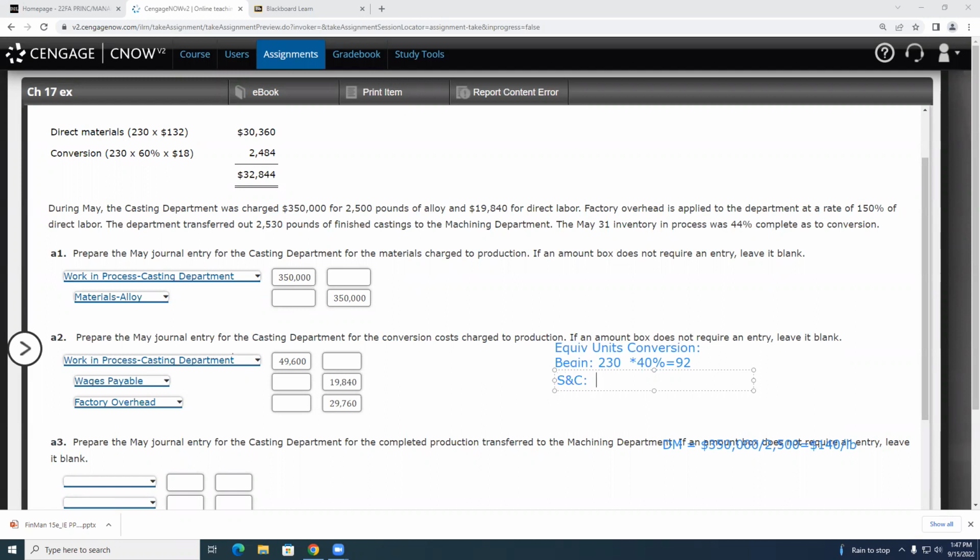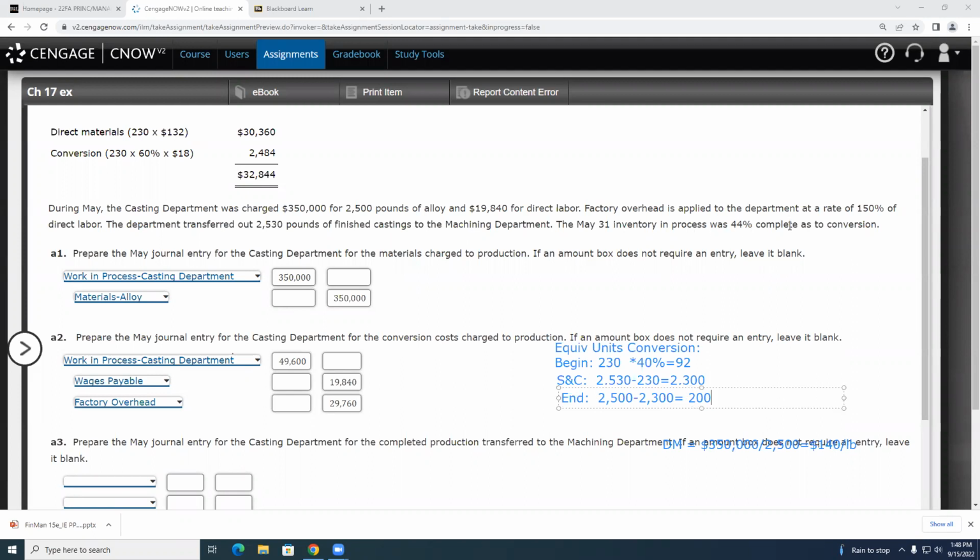We transferred out 2,530 pounds, and 230 pounds were from beginning inventory. Then it must be that 2,300 were started and completed. Does everyone agree with that? Makes sense? And then we have our ending inventory. So if we started 2,500 pounds this month and 2,300 of those were completed, it must be that 200 were still in ending inventory.